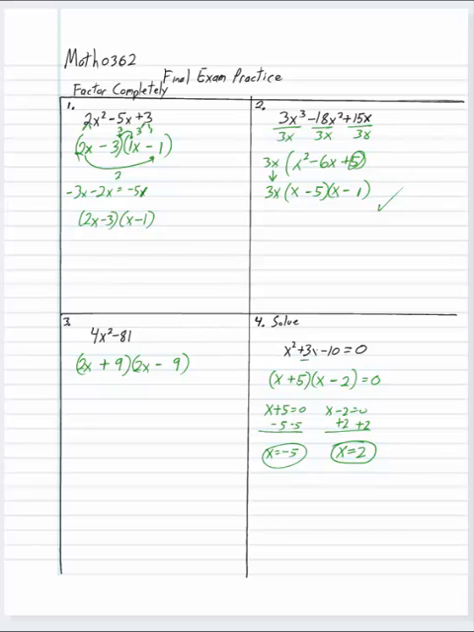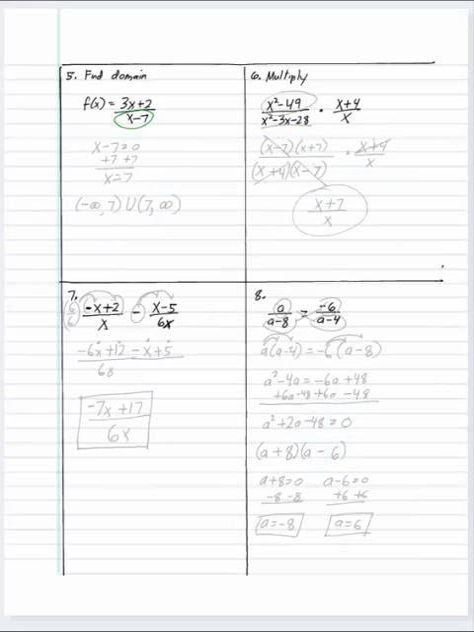For number 5, we would like to find the domain. In order to find the domain, all you have to do is set the bottom to 0. And when we solve, we get x equals 7. So that means our domain goes from negative infinity to 7, then the union, then 7 to infinity.